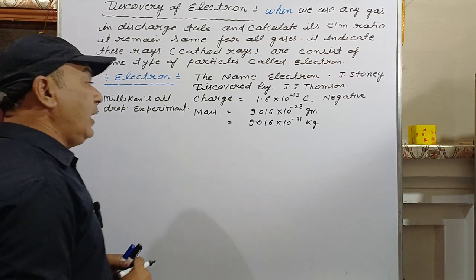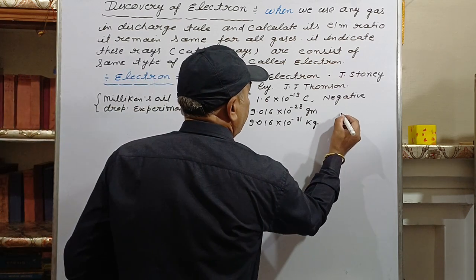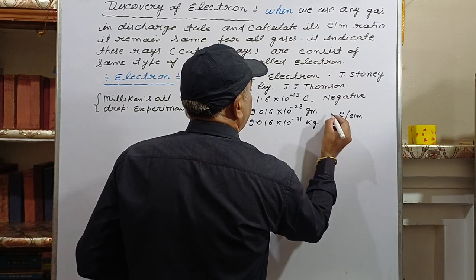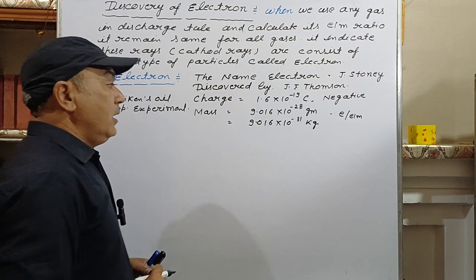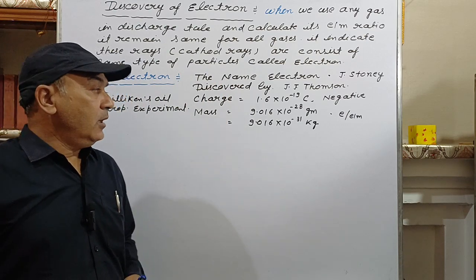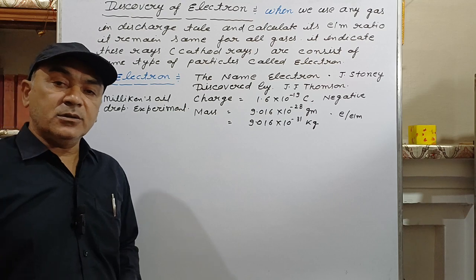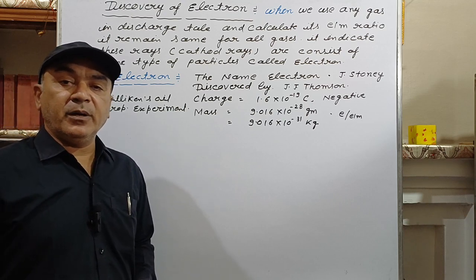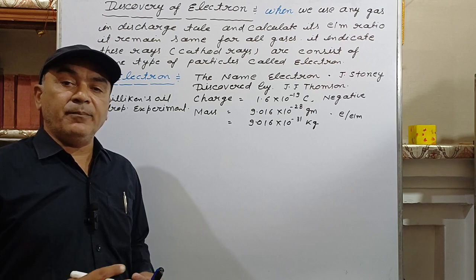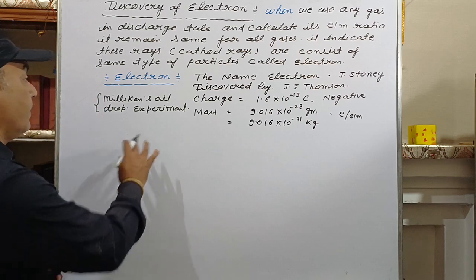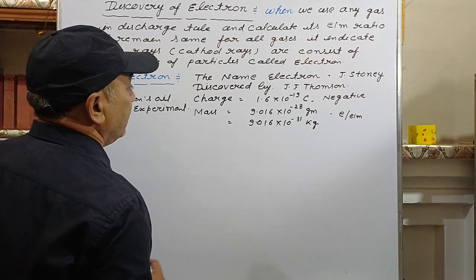And the mass of an electron was determined by the simple ratio e/m. It is called the rest mass of an electron, the mass of an electron when its velocity becomes very low in comparison with the velocity of light. That is about the mass of an electron.